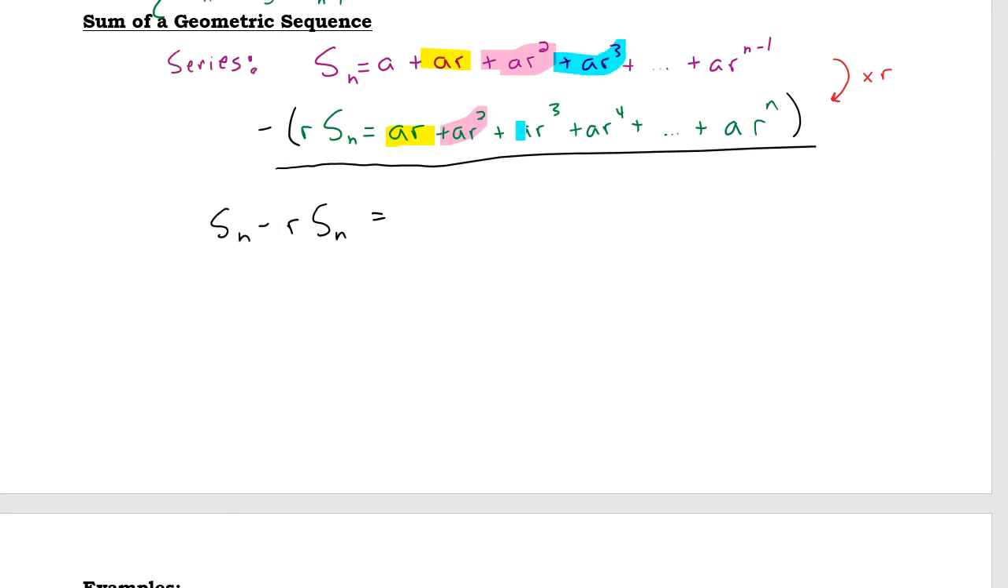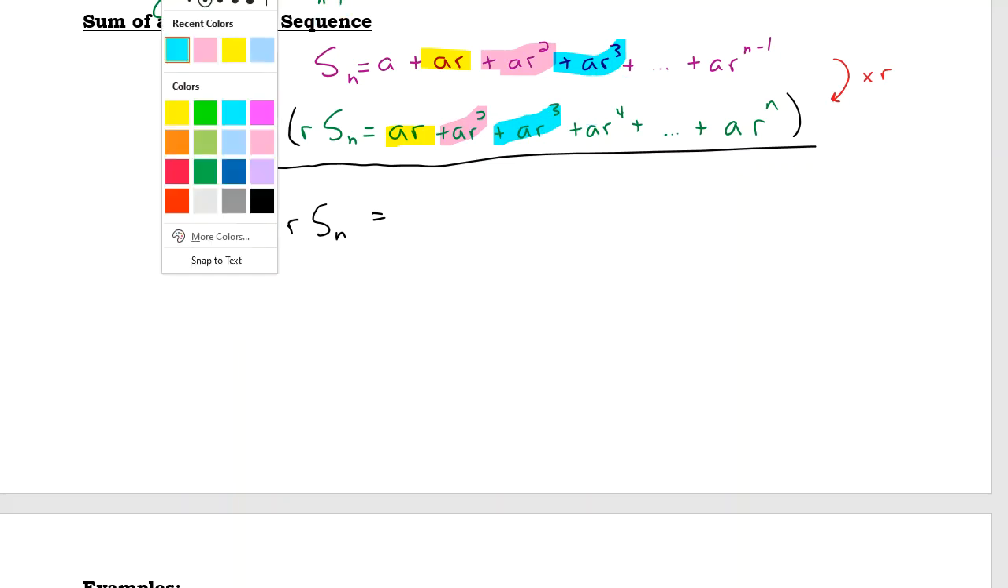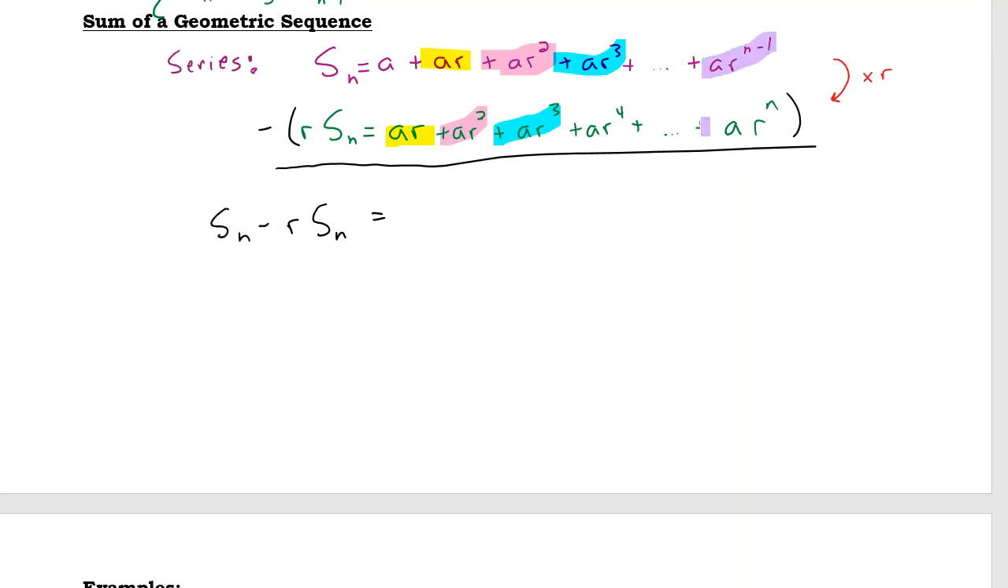This ar cubed is going to go away with this ar cubed. They're going to be 0. And all these are going to continue to subtract to be 0 up until the end. This very last one is going to subtract with this term right before it, which isn't written, to make 0. So all that's going to go away.